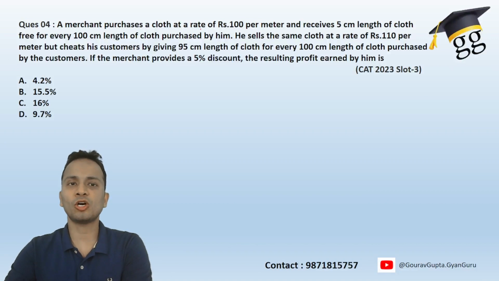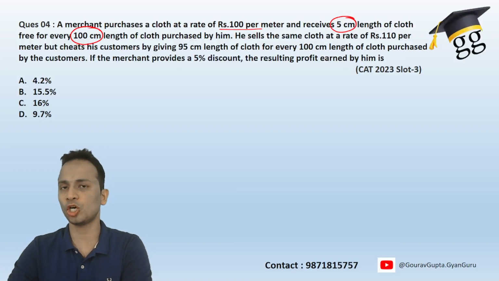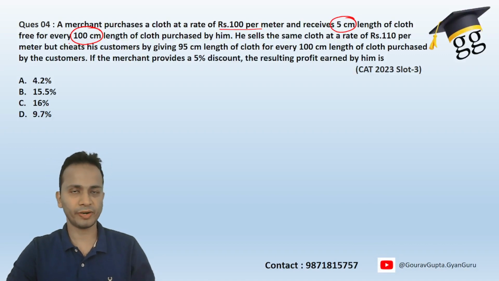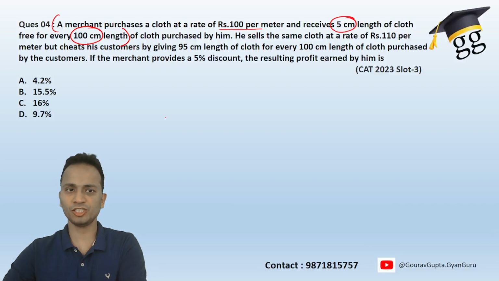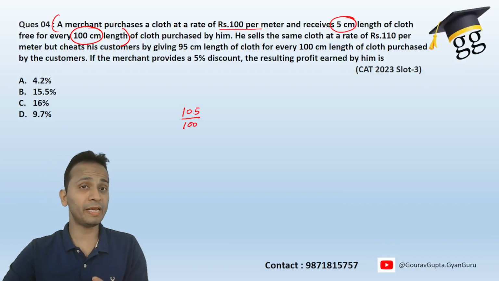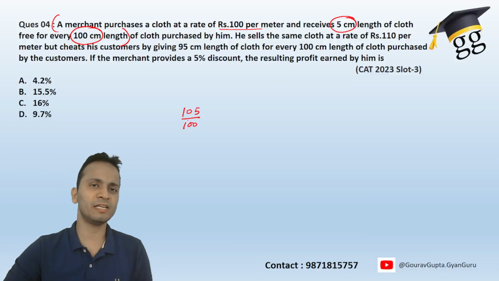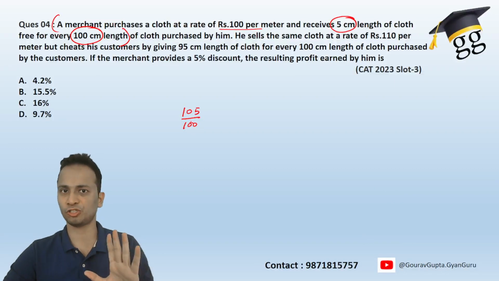So a merchant purchases a cloth at a rate of rupees 100 per meter and receives 5 centimeters extra for every 100 centimeters of cloth he bought. So he's buying 100 centimeters and getting 5 centimeters extra, right? So in this process, he's gaining 5%. So the fraction will become 105 divided by 100. He's paying the money for 100, but he's getting 105. So the expression for the selling price or the net profit will be 105 divided by 100, right? This is the first part.